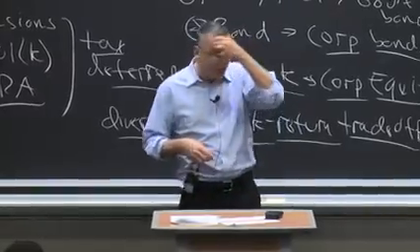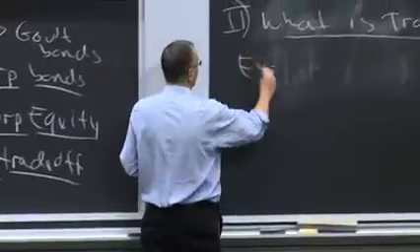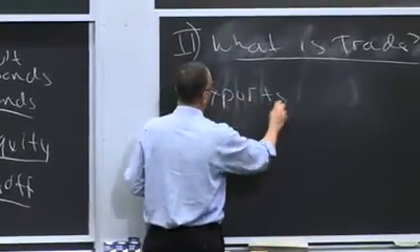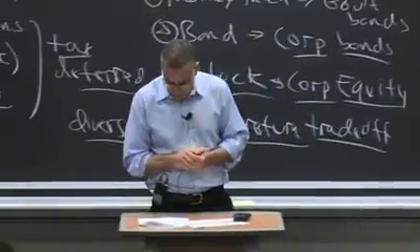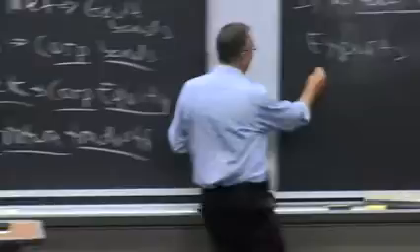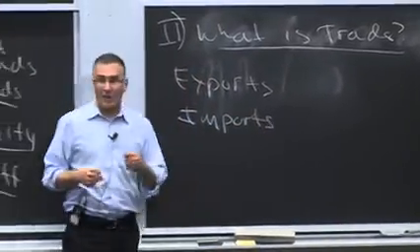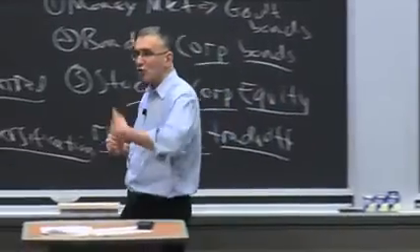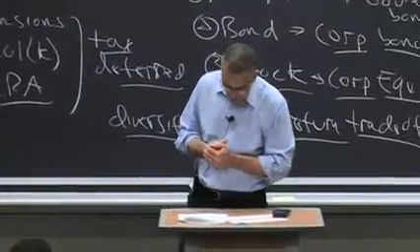So now when we think about international trade, we think about three concepts. We think about exports, which are the amount of goods that we sell to other countries, okay? And imports, which is the amount of goods that we buy from other countries. So a country exports to other countries, it imports from other countries, okay?